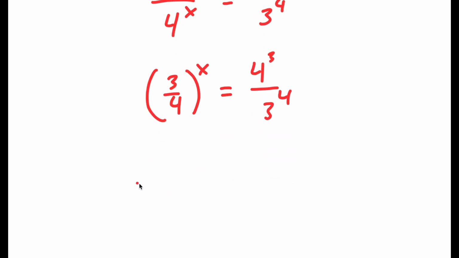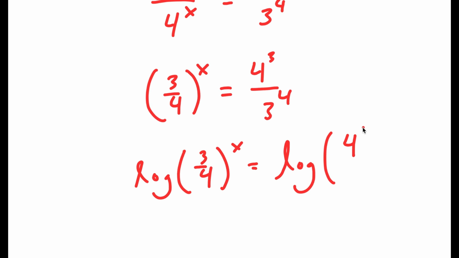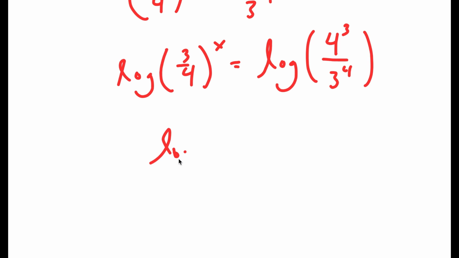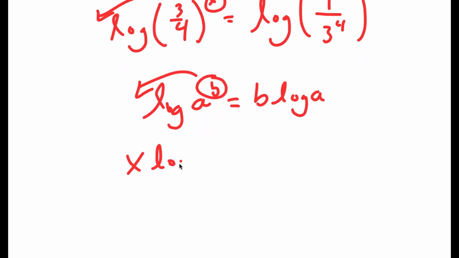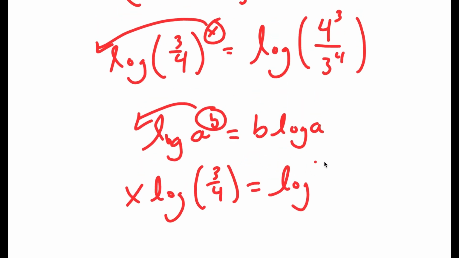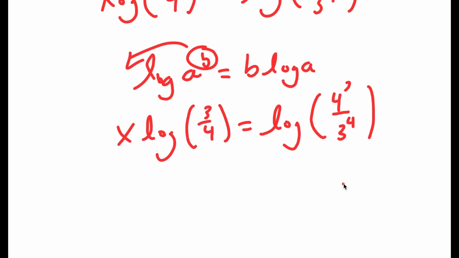And now I'm going to take the log on both sides. So I have log of 3 over 4 to the power of x is equal to log of 4 to the power of 3 over 3 to the power of 4. Now if I have something in the form log a to the power of b, I can move this exponent b to the front, so it's going to equal b times log a. So in this case I have log of 3 over 4 to the power of x, and I can move x to the front, so I get x times log of 3 over 4 is equal to log of 4 to the power of 3 over 3 to the power of 4.